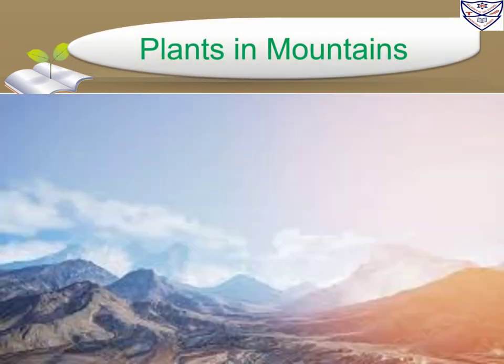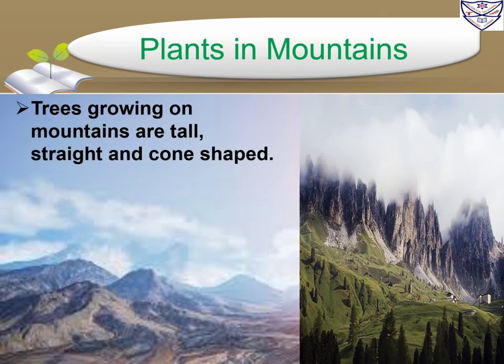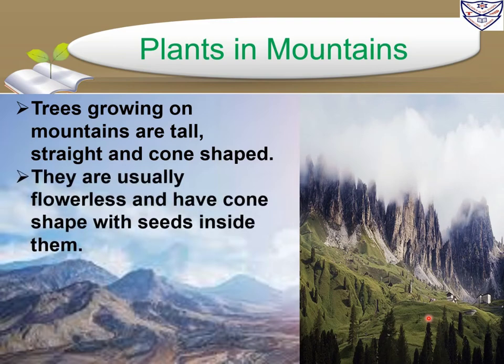Plants in mountains. Trees that grow on mountains are tall, straight and cone-shaped. These features allow snow to pass easily from their branches. These are usually flowerless and have cone shape with seeds inside them. The leaves of these trees are needle-like and have a waxy coating to prevent any damage from snow. Besides this, small flowerless plants like fern and mosses also grow here.